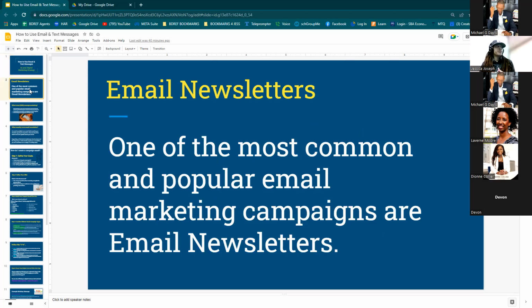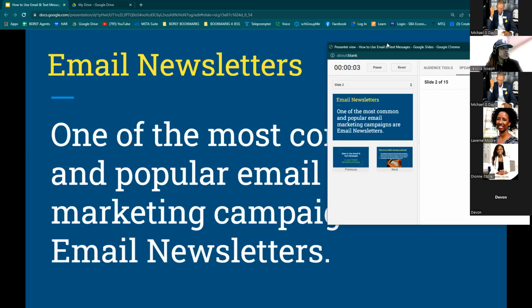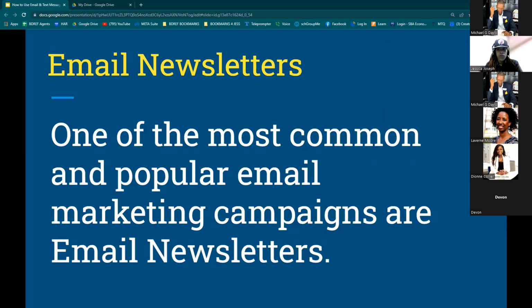One of the most common and popular email marketing campaigns is email newsletters. Okay, let me switch it over to present mode in Zoom. All right, perfect. When it comes to email marketing, having your email newsletter can be very useful in the process. Let's move to the next one.